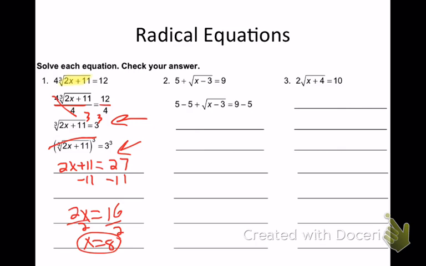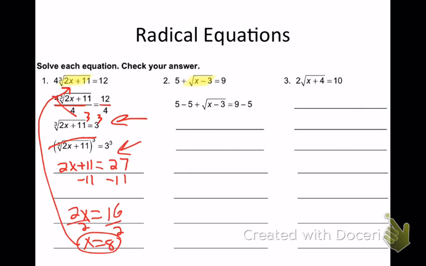There it is. And then could I plug that back in to check? You bet. 2 times 8 is 16. 16 plus 11 is 27. Cube root of 27 is 3. 3 times 4 is 12. Checks out.